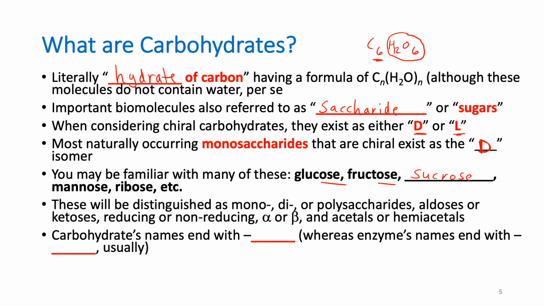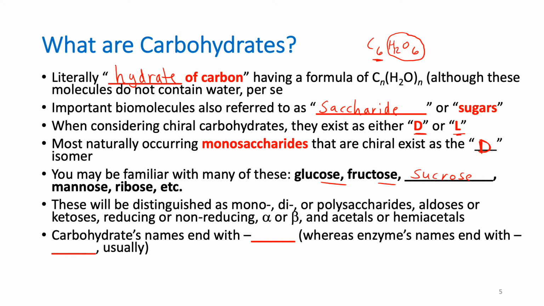These will be distinguished as mono, di, or polysaccharides in this class. Aldoses or ketoses, depending on the functional group. Reducing and non-reducing sugars based on how it interacts with Benedict's reagent. Alpha and beta anomers through mutarotation, or hemiacetals or acetals. You already know what those are.